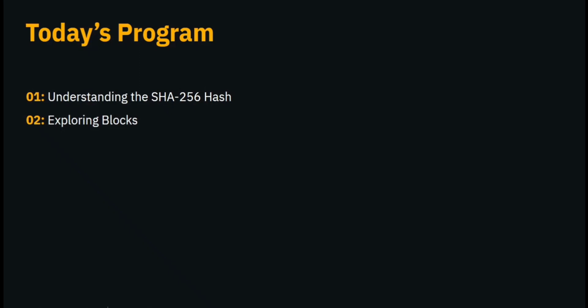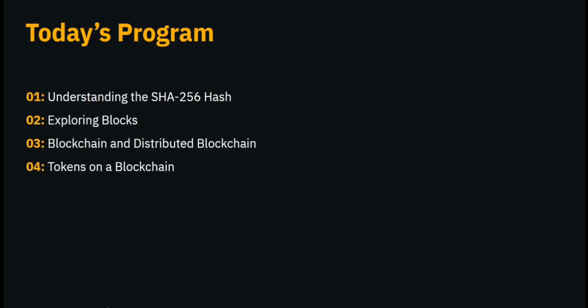We also touch on the mining process as well. We'll then move on to the blockchain itself, looking at its structure, how it stays secure through the interconnection of blocks, and delve into the distributed nature of blockchains, explaining how multiple peers work together to maintain the integrity of the network. We'll stop by tokens as well.